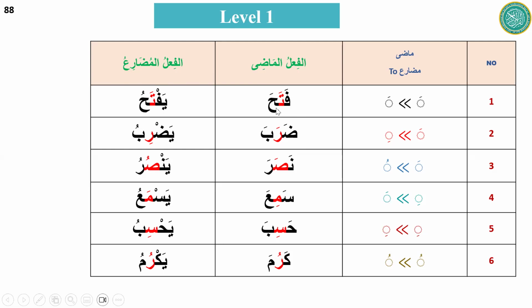So the chapter name will be Bab Fataha. Bab means chapter. To make it easy to remember, whenever Bab Fataha, it will be Fatha, Fatha. Fatha means this one. When I say Fatha, this is basically Zabar. So level 1, chapter 1, Bab Fataha.